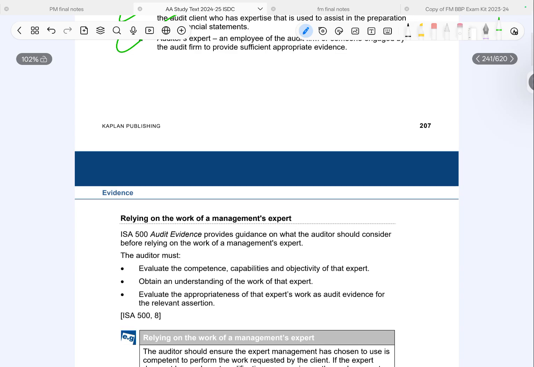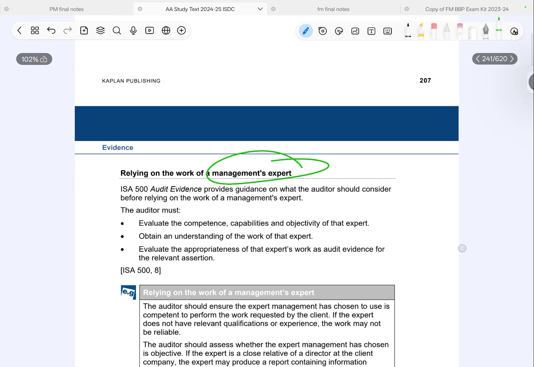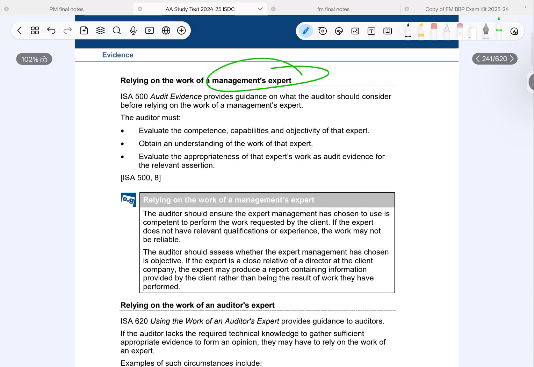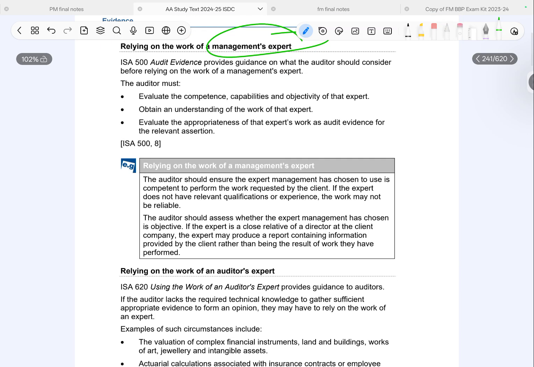First, let's talk about the management's expert. Before relying on their work, the auditor must check three things: are they competent? Are they objective? And is their work actually appropriate? So, basically, do they know what they're doing? Are they unbiased? And can we trust their work? For example, if the expert has no proper qualifications or experience, their work is not reliable. And if they're closely related to someone in the company, they could be biased, so again risky.